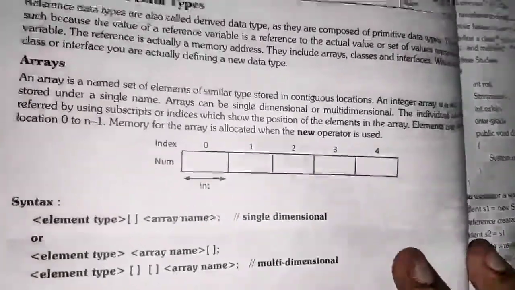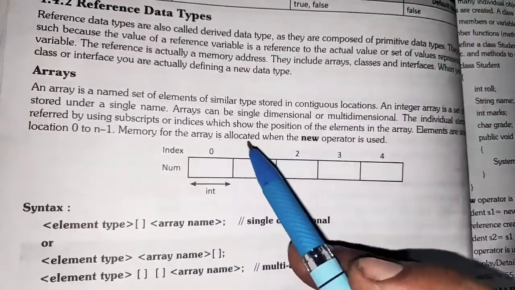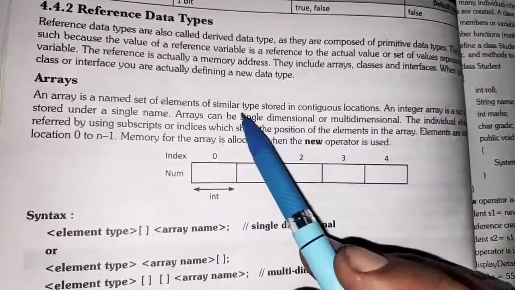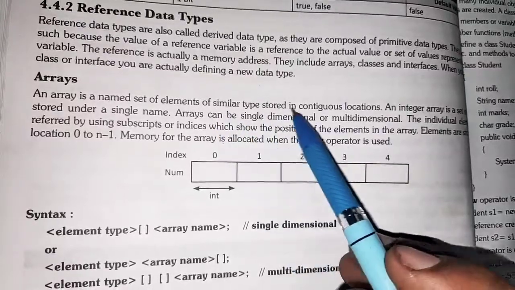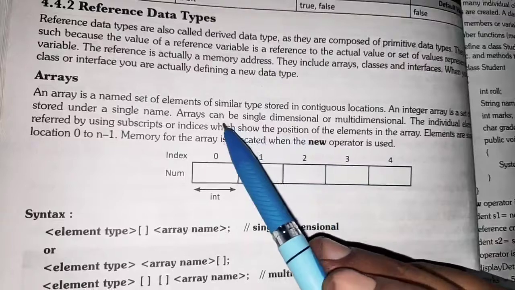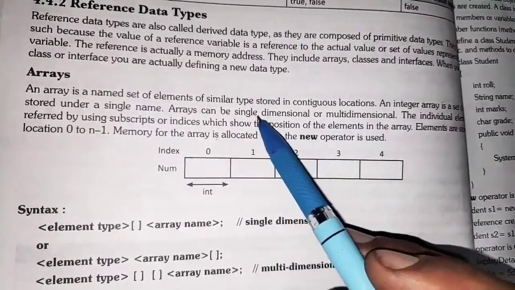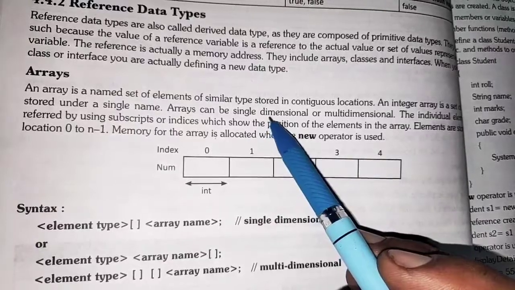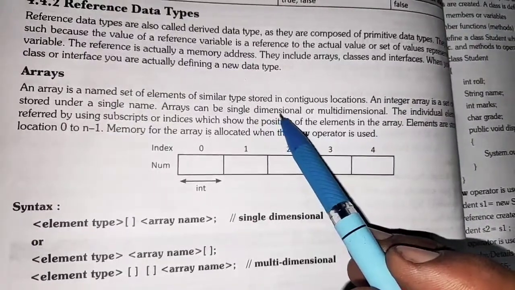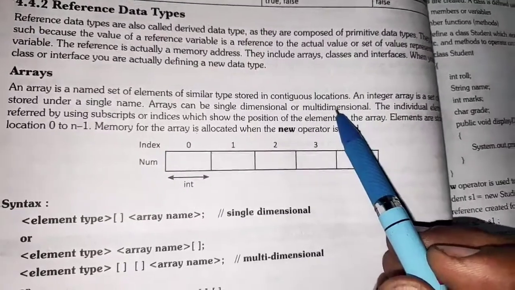So let's start. As I already told you, an array is a group of same type of elements. Two types of array are there in Java. The first one is single dimensional, or you can say single sized array, and the other is multi-dimensional array.